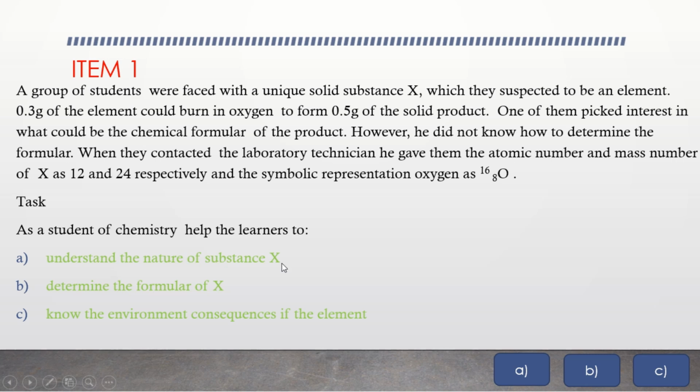Task: as a student of chemistry, help the learners to A. Understand the nature of substance X. B. Determine the formula of X. So this is not the formula of X, this was a typing error. They want us to determine the formula of the solid product. C. Know the environmental consequences of the element. So now this is the first reading.